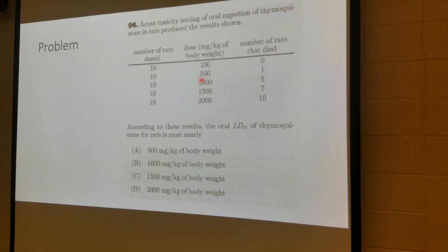If I increase this dose to 500, also keeping all batches at 10 mice per batch being tested, we have an increased concentration, 1 dies. Increased to 1,000, 5 of them die. 1,500, 7 die. 2,000, all of the mice die. Number of rats dead is 10 out of 10. According to these results, the lethal dose 50 is most nearly what?